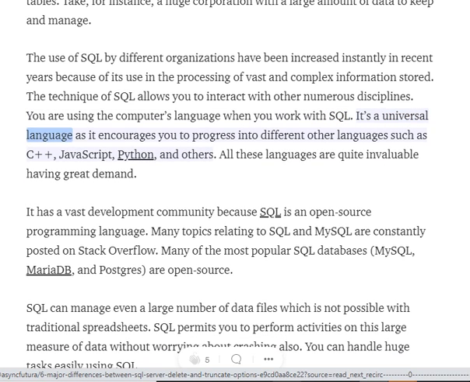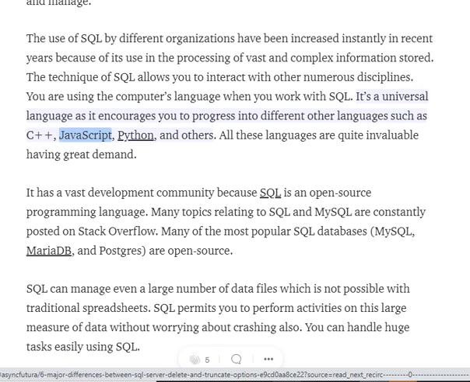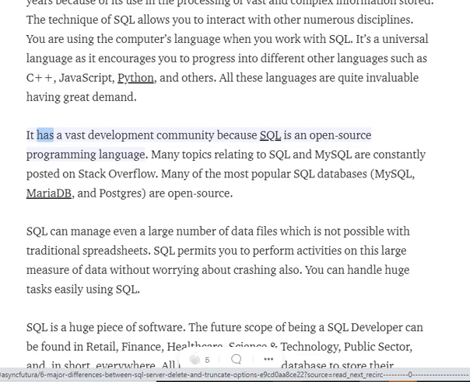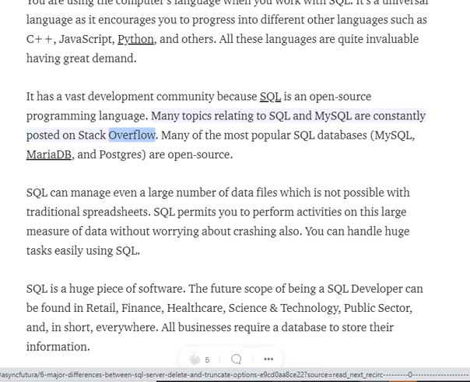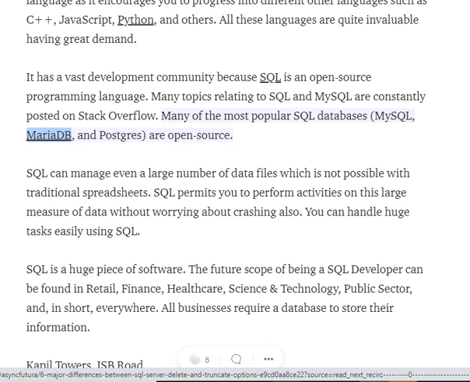It's a universal language as it encourages you to progress into other languages such as C++, JavaScript, Python, and others. All these languages are quite invaluable, having great demand. It has a vast development community because SQL is an open-source programming language. Many topics relating to SQL and MySQL are constantly posted on Stack Overflow. Many of the most popular SQL databases, MySQL, MariaDB, and Postgres, are open source.